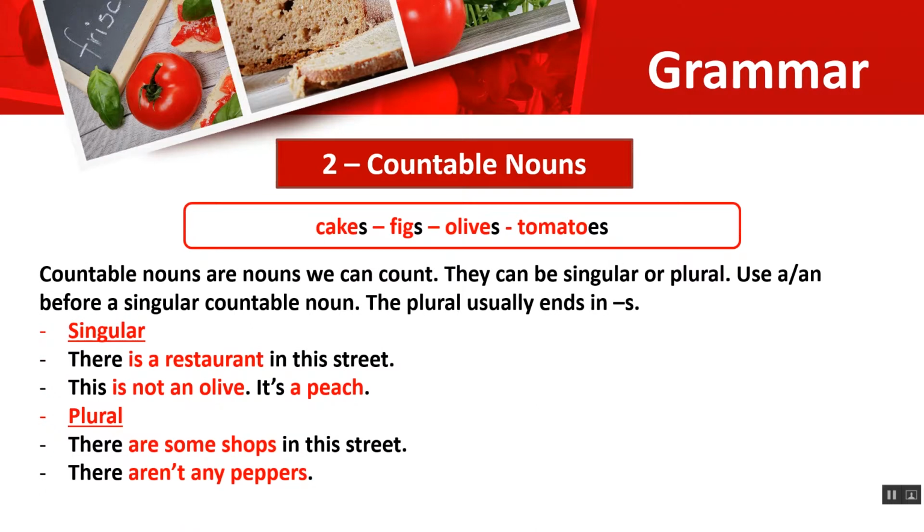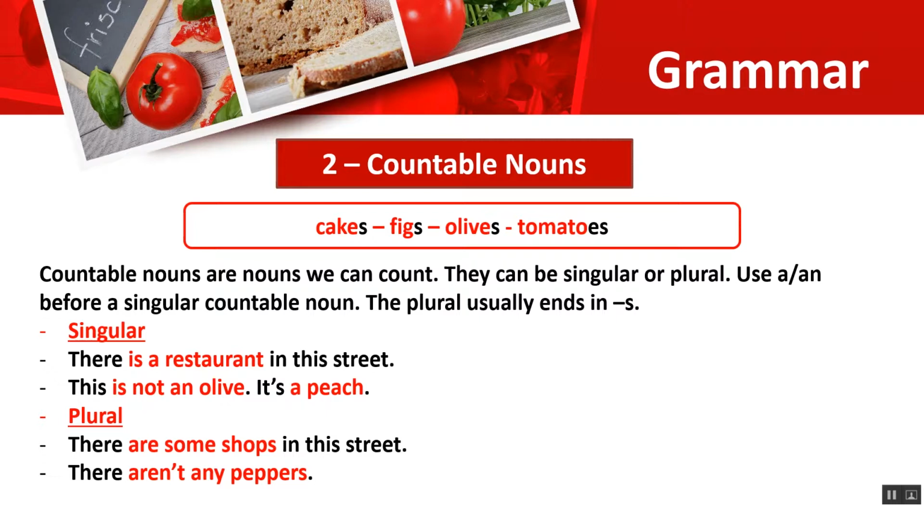Countable nouns are nouns we can count. They can be singular or plural. Use a or an before a singular countable noun. The plural usually ends in s. Let's have some examples of singular countable nouns. There is a restaurant in this street. This is not an olive, it's a peach.